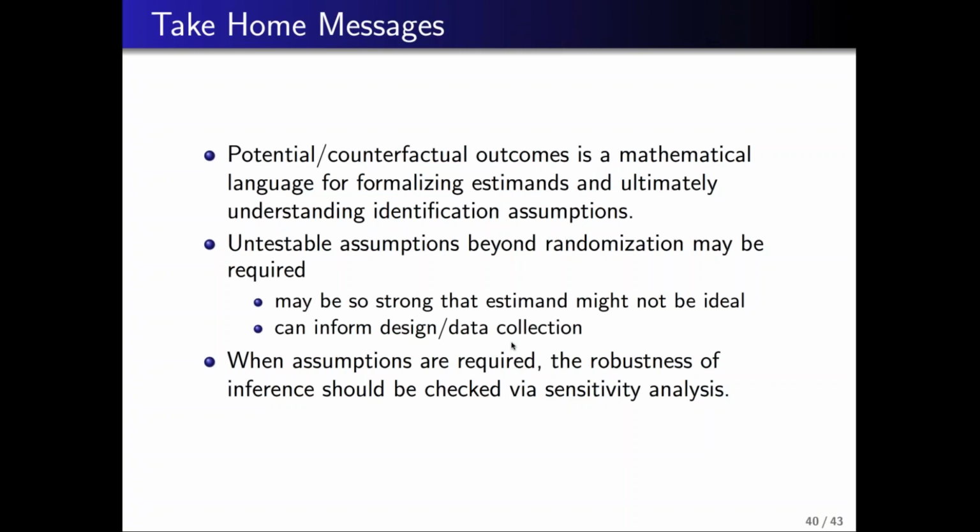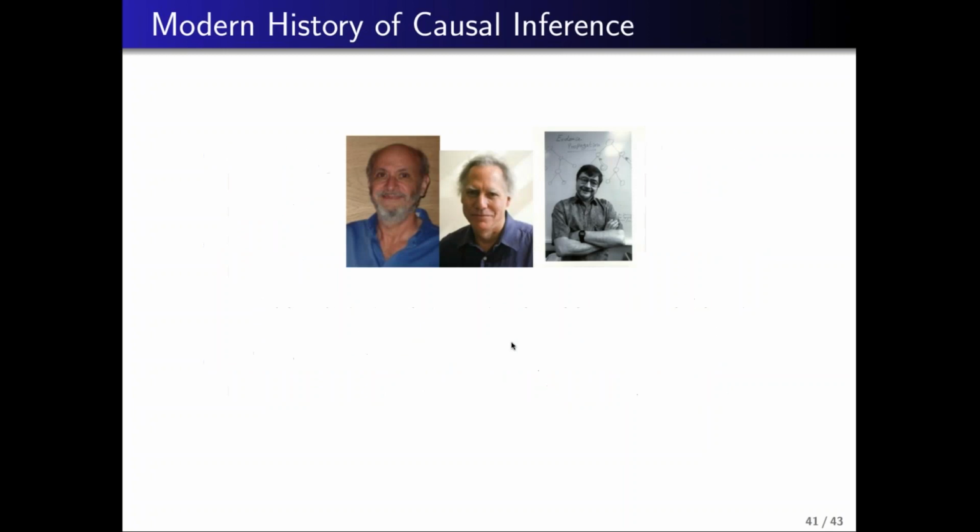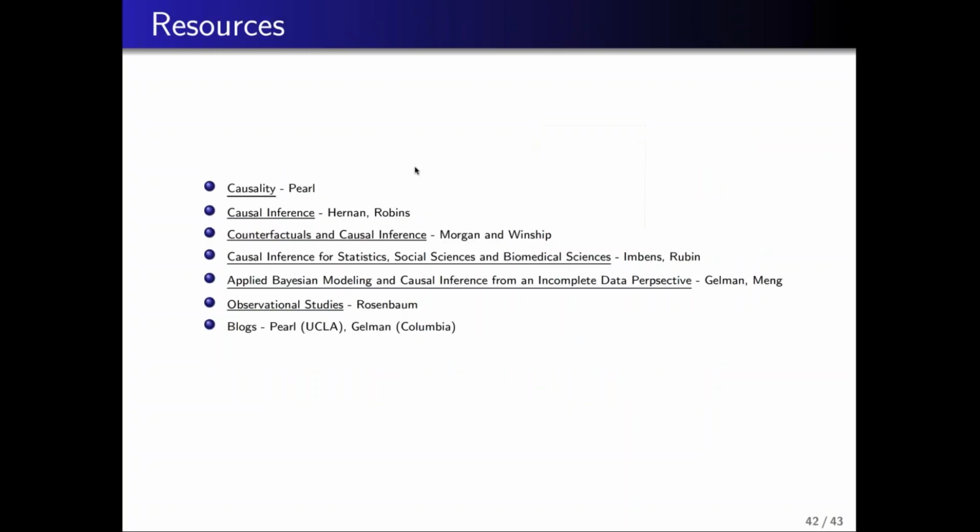And when assumptions are required, that's another bit about the ICH E9 document: your inference needs to be checked with a sensitivity analysis. So here are just the key players in the modern history of causal inference: Don Rubin, Jamie Robbins, and Judea Pearl. Here are a bunch of references, which I'll hold on the screen for a second.